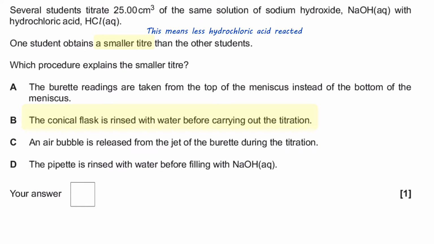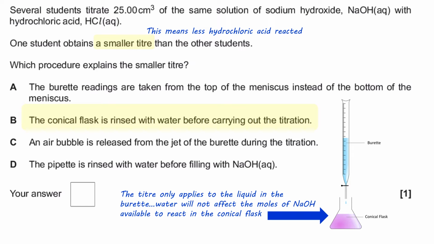The next option is the conical flask is rinsed with water before carrying out the titration. So going back to our diagram, we imagine that the conical flask at the bottom has been rinsed with some water, and that means there's a bit of water in the inside of the flask. You now add your next amount of sodium hydroxide, 25 centimeters cubed.